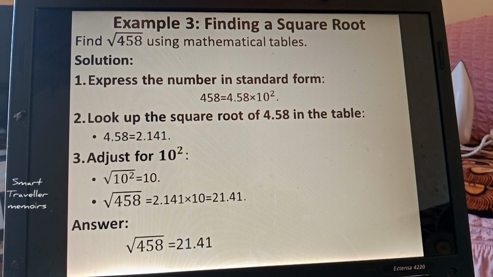Finding the square root. Find the square root of 458 using tables.